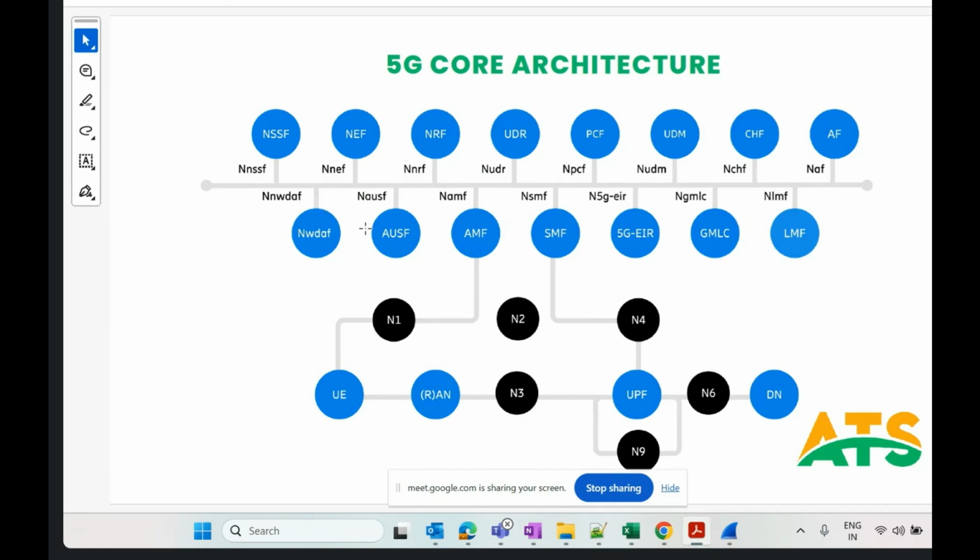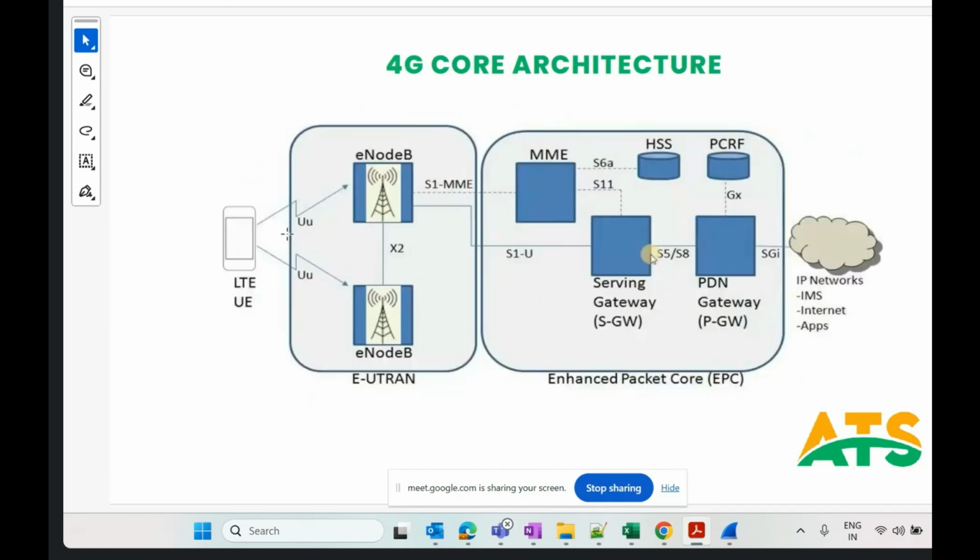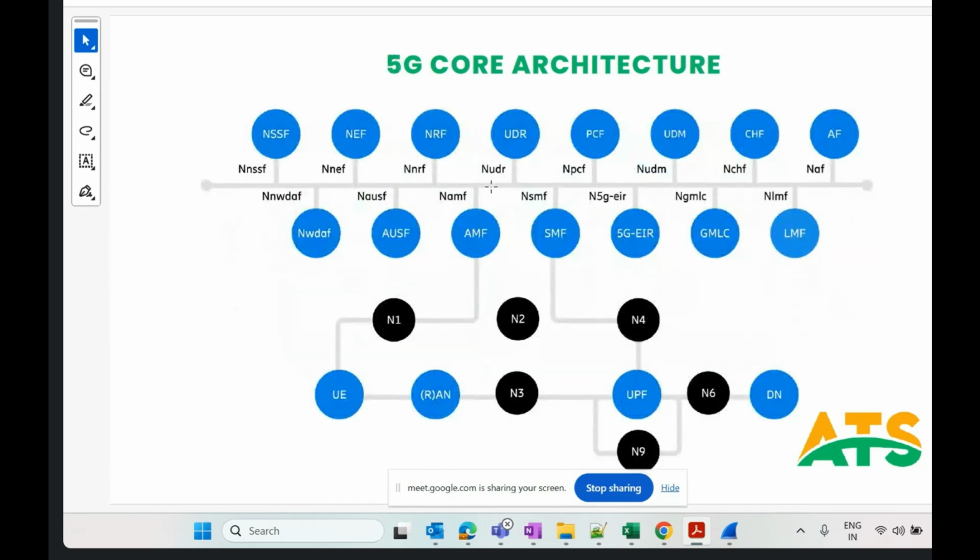That means you don't require point-to-point communication. That's why this is called service-based. This is the charging function, application function, UDM, user data management, kind of your HLR, HSS functionality. This is the policy charging function. UDR is for data, to register your information.